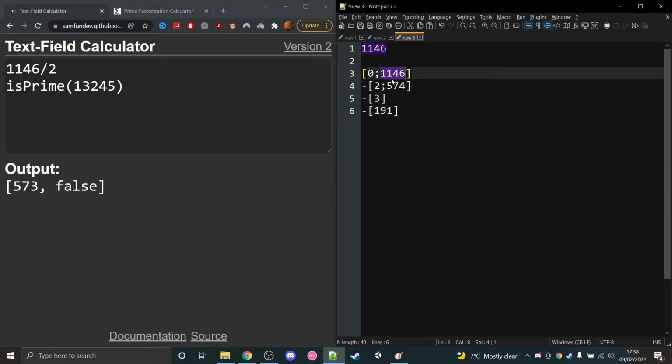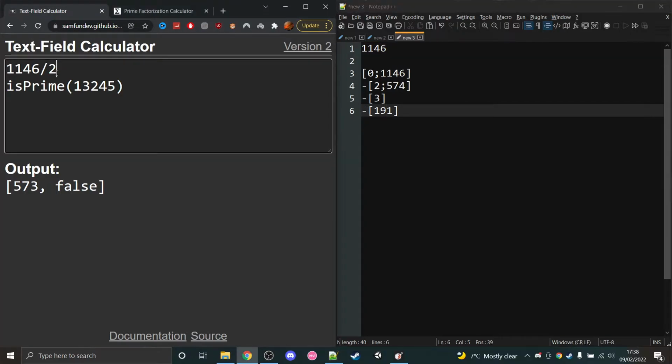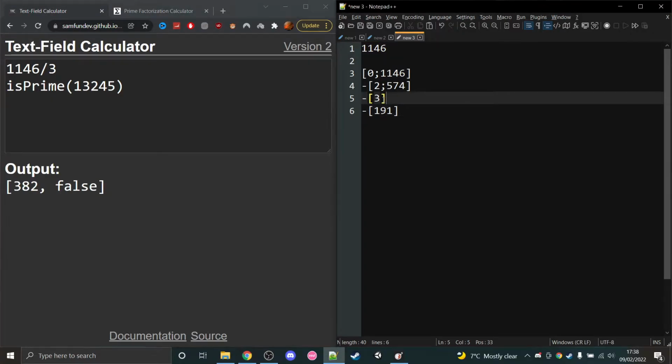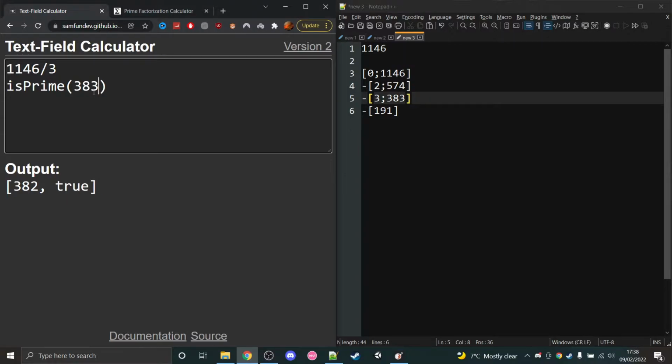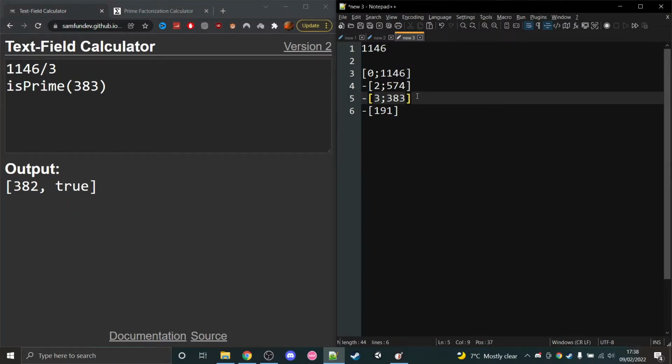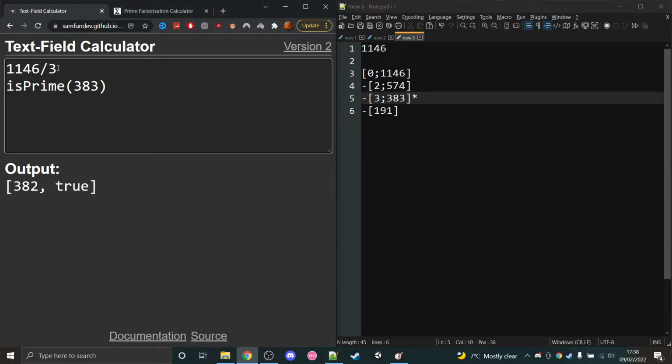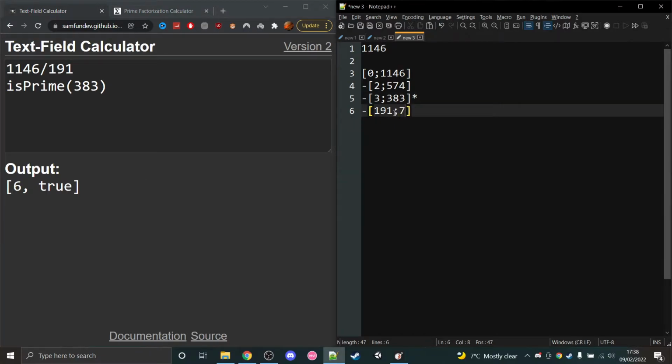And then we're just going to repeat this division process for the other 2 nodes. So 1146 divided by 3 is 382, plus 1 to that is 383. 383 is prime, so that means that it has no children, so we're going to mark that with an asterisk. 1146 divided by 191 is 6. Add 1 to that is 7. 7 is prime, so we're going to mark that. Now, these two have reached the end of their tethers. They do not have any children. So this parent only has one child that will have children.